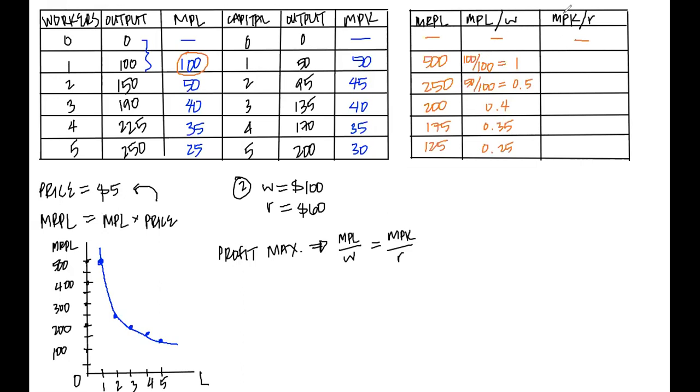Now you can do the same exact thing with the second column. So we have 50 over 60 because the cost of capital is different than the wage. So we now have 50 over 60, which gives us 0.83. 45 over 60, which gives us 0.75. 40 over 60 is 0.67. 35 over 60 is 0.58. And finally, 30 over 60 is 0.5.